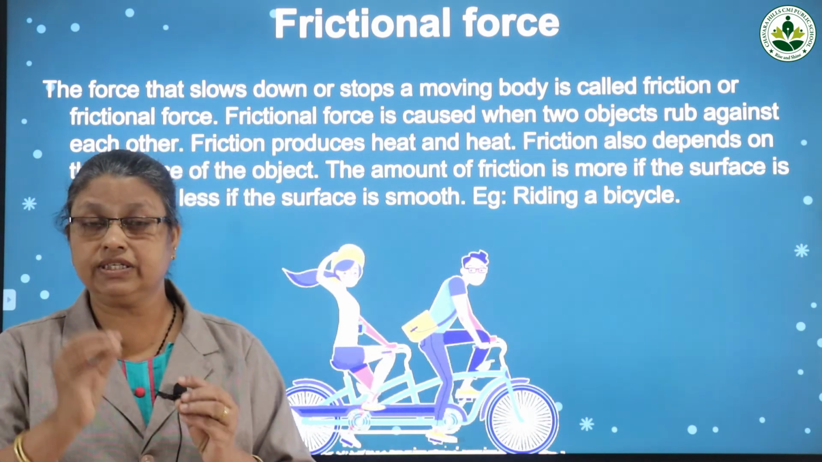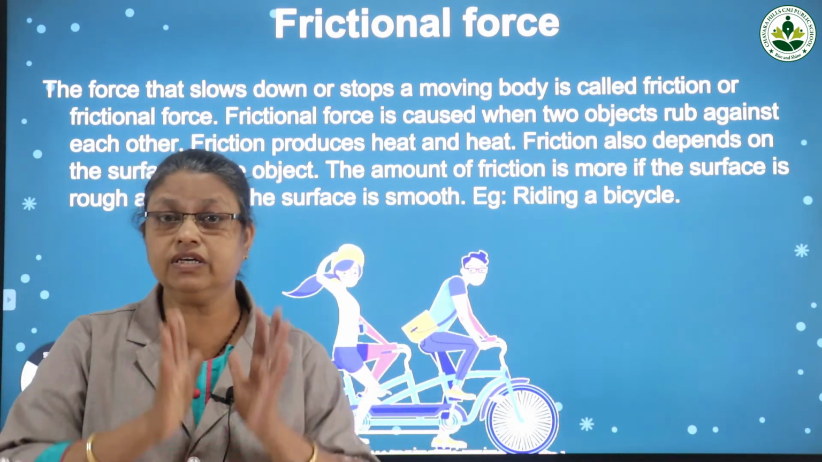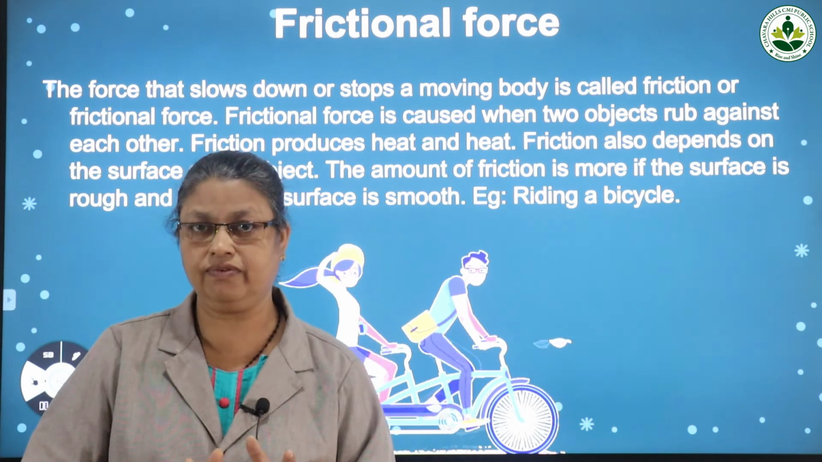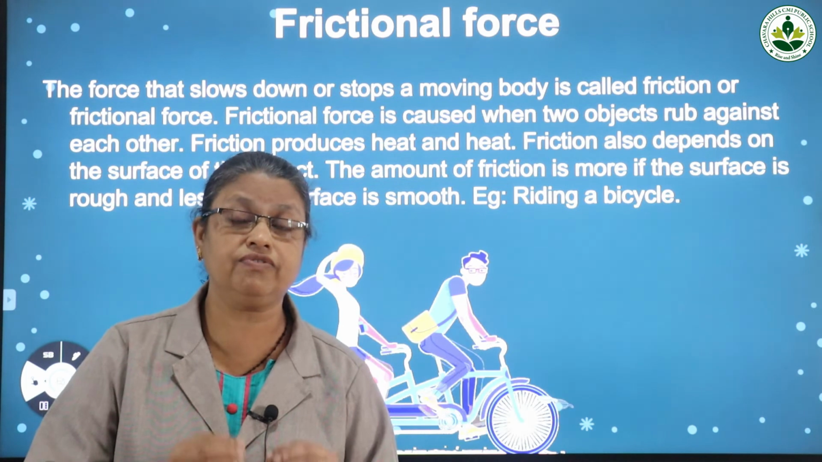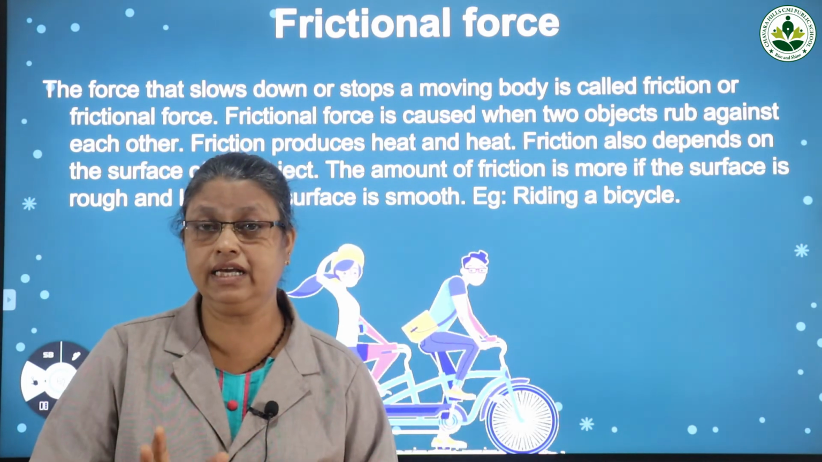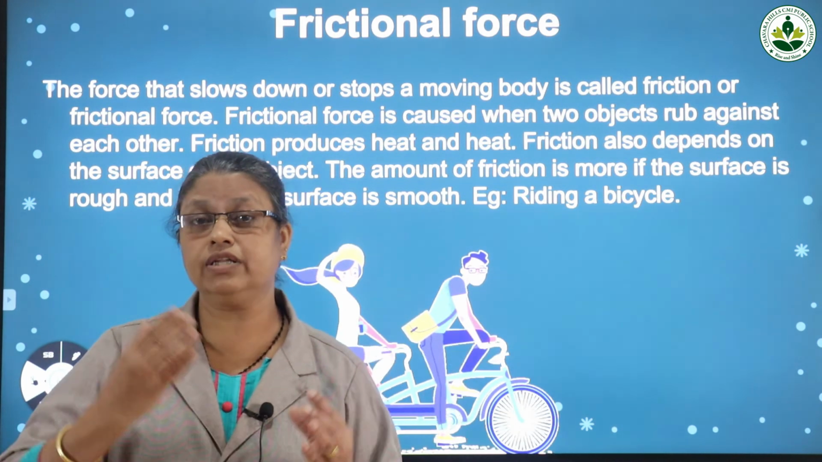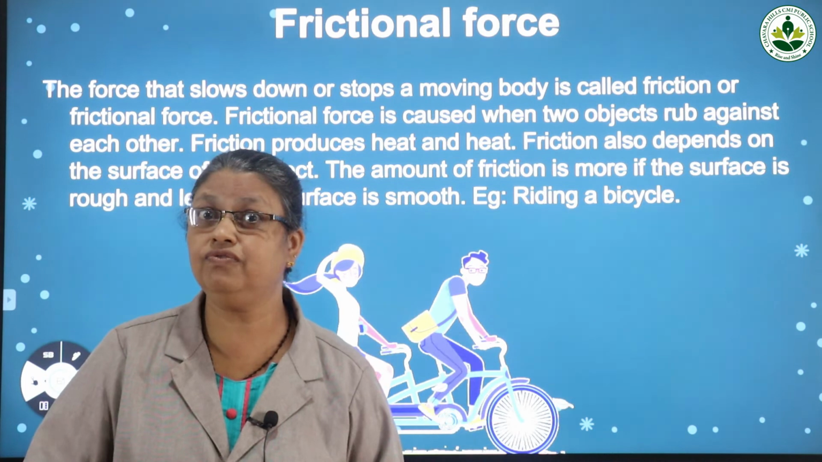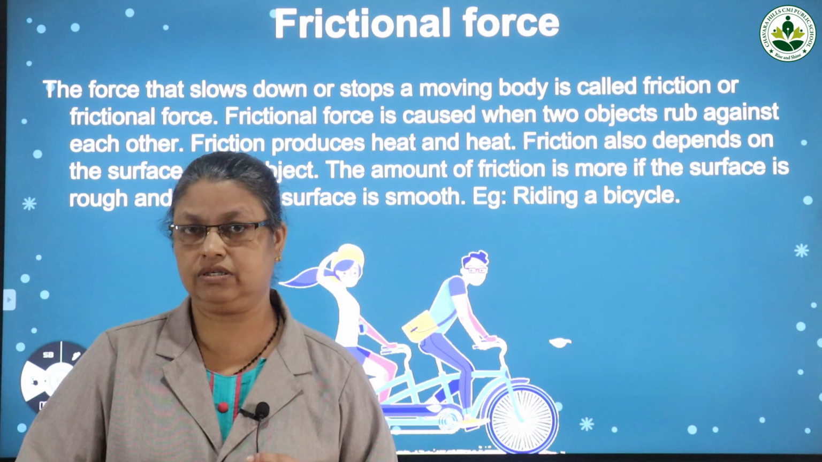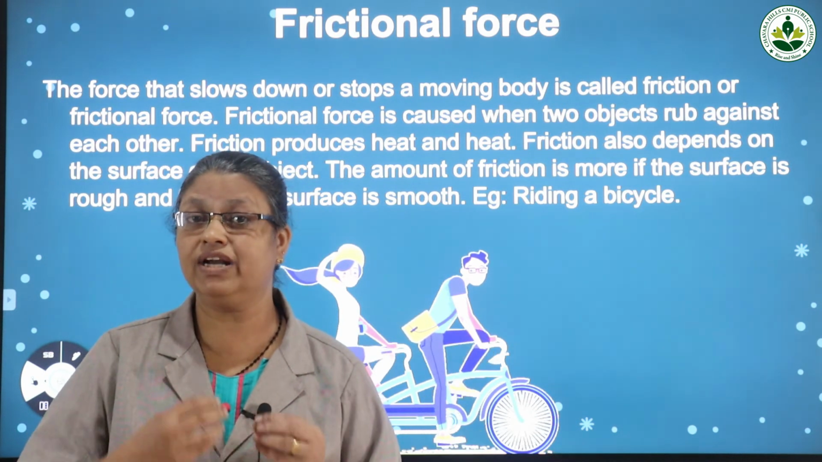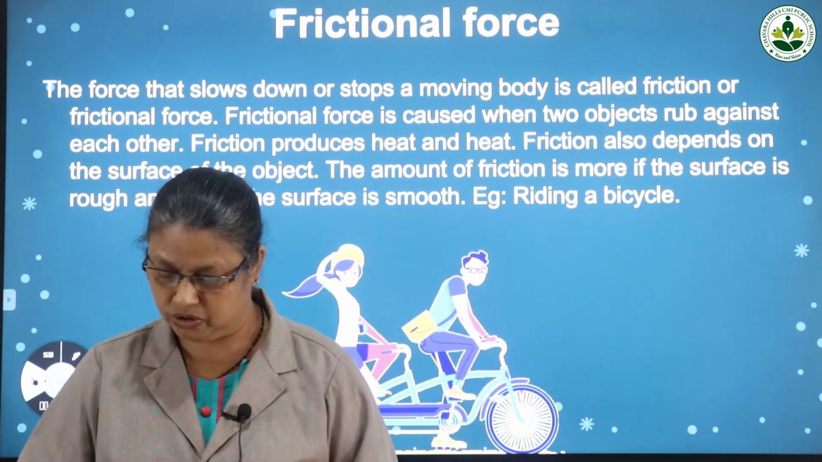Okay. And the frictional force depends on the nature of the surface. If the surface is hard or rough, the frictional force is more. The friction is more when the surface is rough, and the friction is less when the surface is smooth. So, when we walk on the smooth surface, there is a chance of falling down because the friction between the legs and the surface is less. So, the friction is more when the surface is rough, and the friction is less when the surface is smooth.